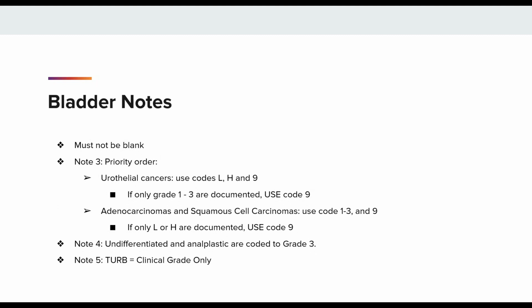Notes that are similar between grade clinical and grade pathological include neither can be left blank, the priority order for urothelial cancers, and then adenocarcinomas and squamous cell carcinomas. Note 4, which states undifferentiated and anaplastic are grade 3, and both emphasize a TURBT results in a clinical grade only in Note 5.